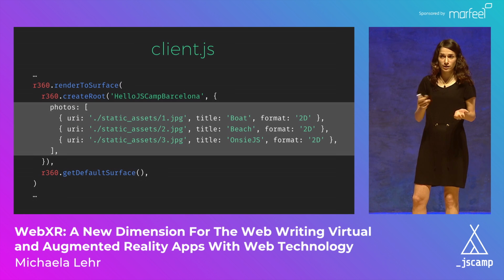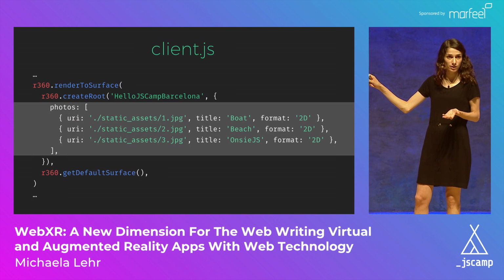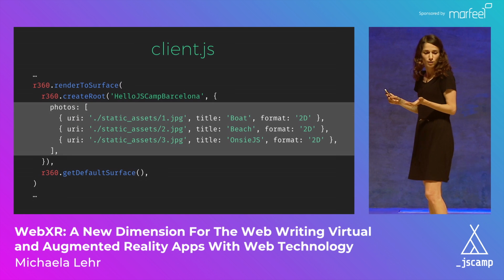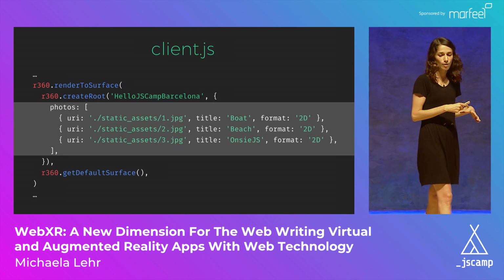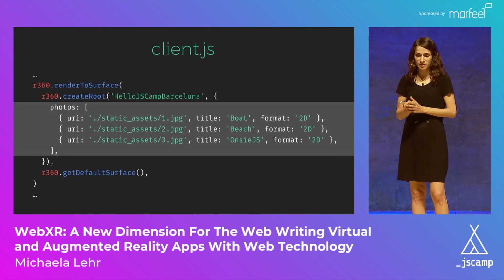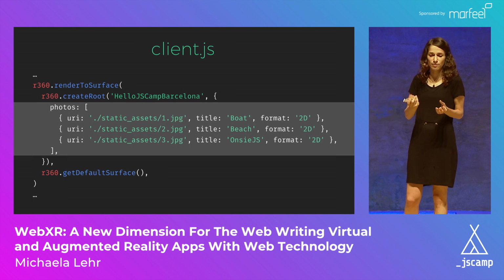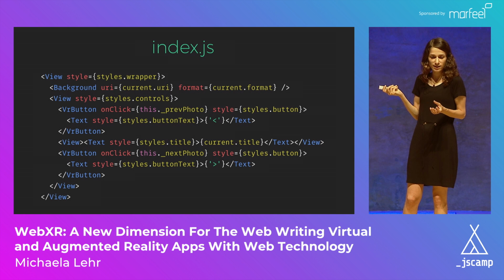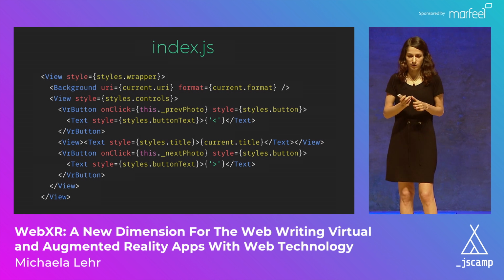So within the client.js, we remove the background image and change the render to surface function by giving the createRoot function an object with all the photos as an array as second parameter. And these are the panoramic photos in an equirectangular format, which is specified here as format2D. And the JSX code within the index.js looks like this.